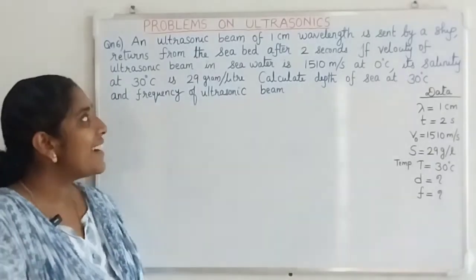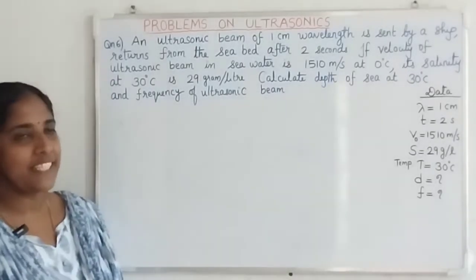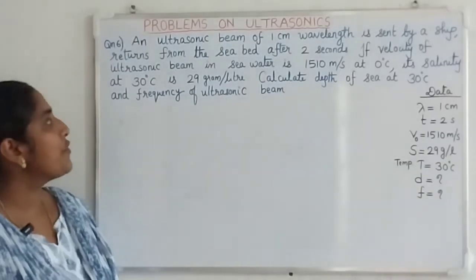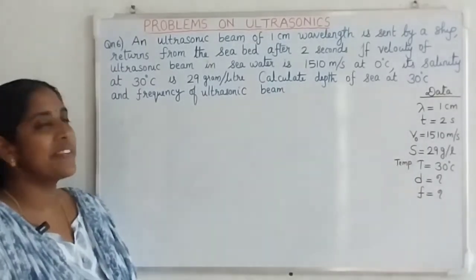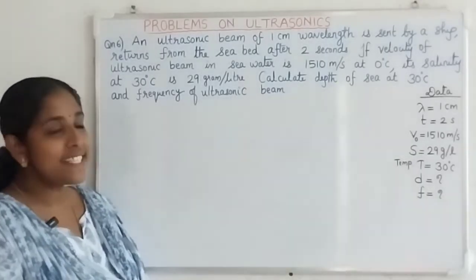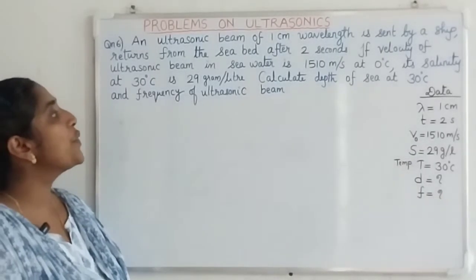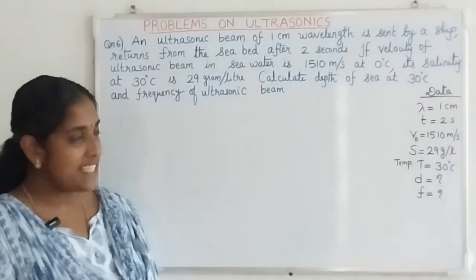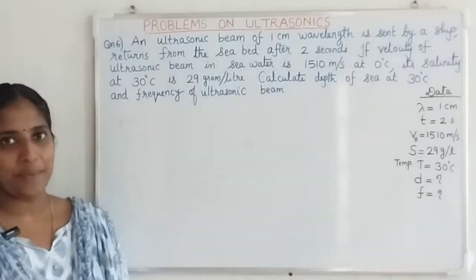Next question. An ultrasonic beam of 1 centimeter wavelength is sent by a ship, returns from the seabed after 2 seconds. If the velocity of ultrasonic beam in seawater is 1510 meter per second at 0 degrees Celsius, its salinity at 30 degrees Celsius is 29 gram per liter. Calculate the depth of sea at 30 degrees Celsius and the frequency of the ultrasonic beam.